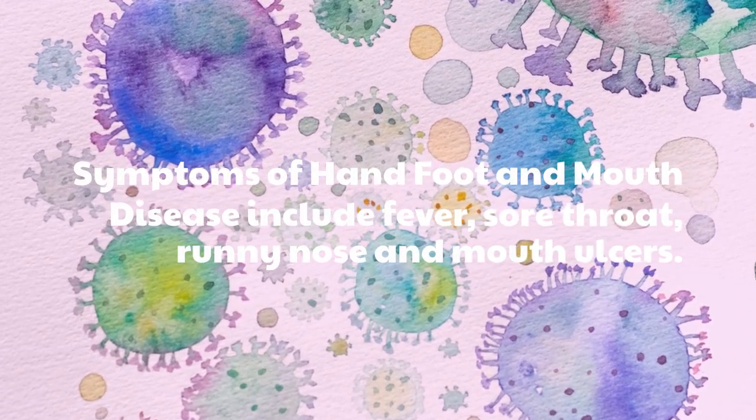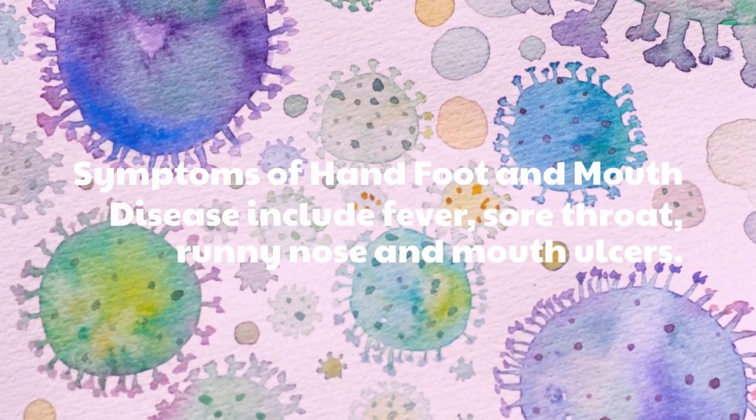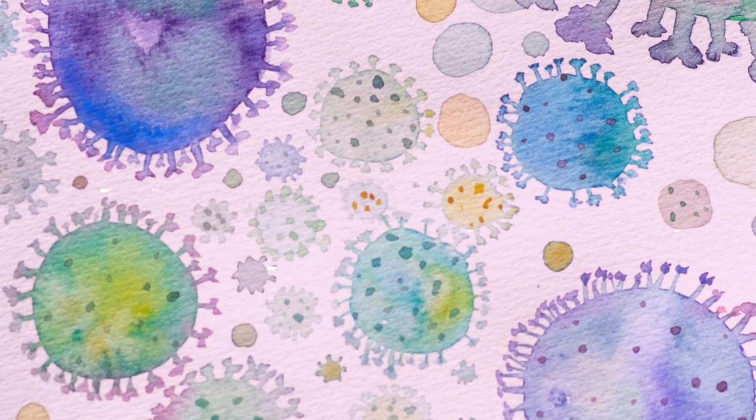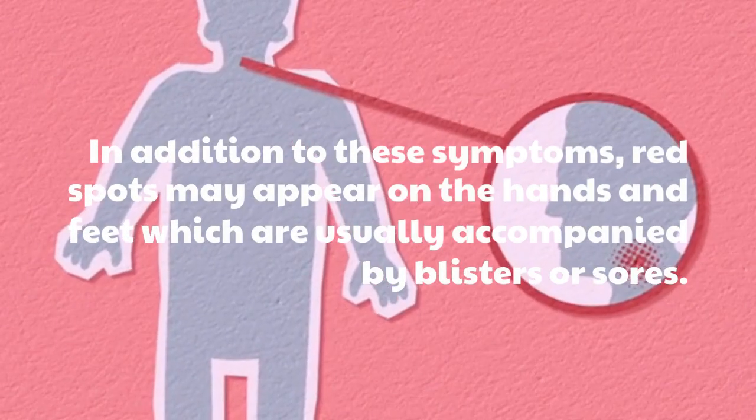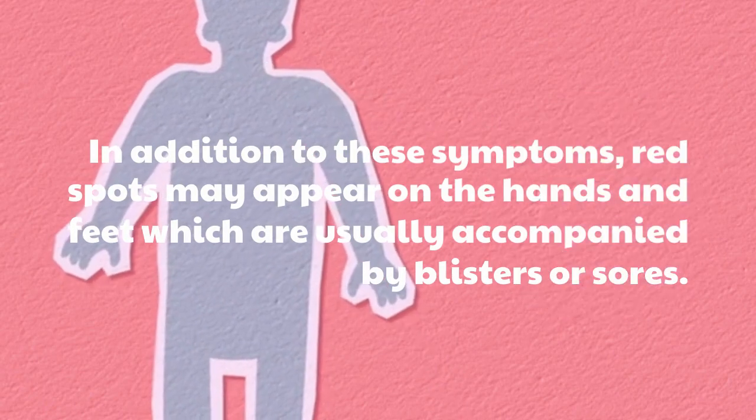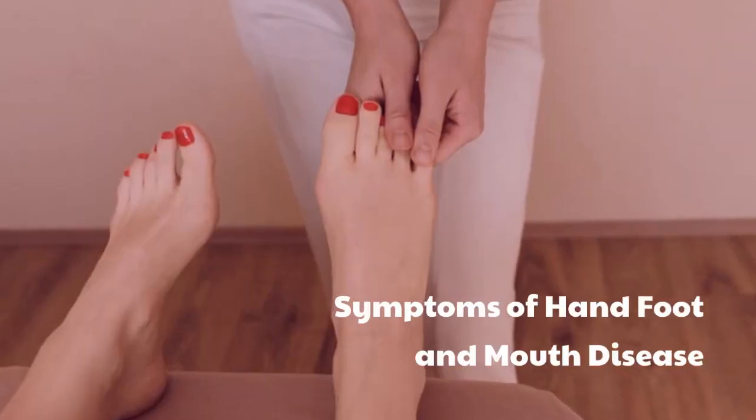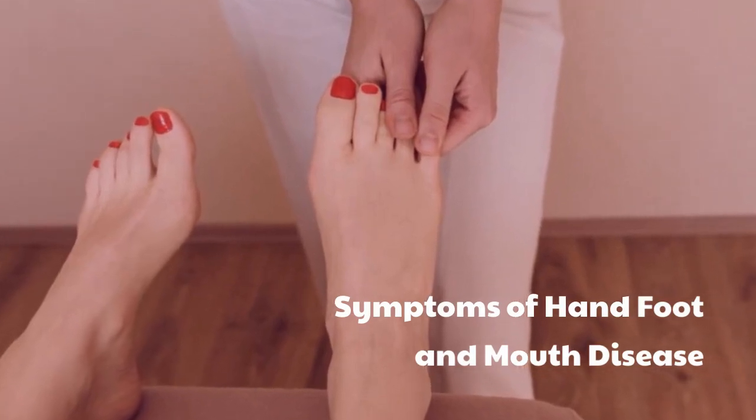Symptoms of hand, foot and mouth disease include fever, sore throat, runny nose and mouth ulcers. In addition to these symptoms, red spots may appear on the hands and feet, which are usually accompanied by blisters or sores. Symptoms of hand, foot and mouth disease.